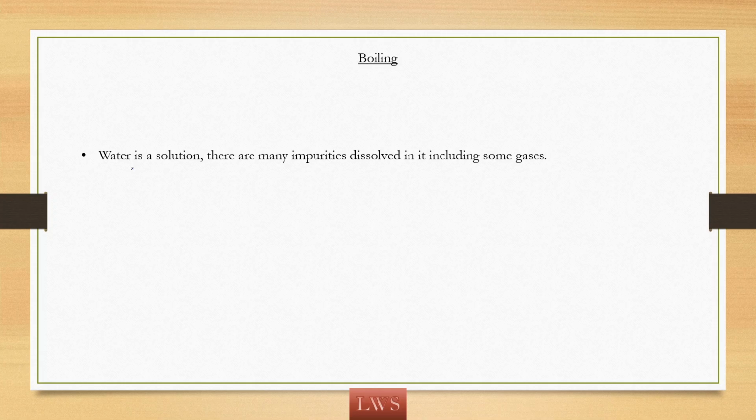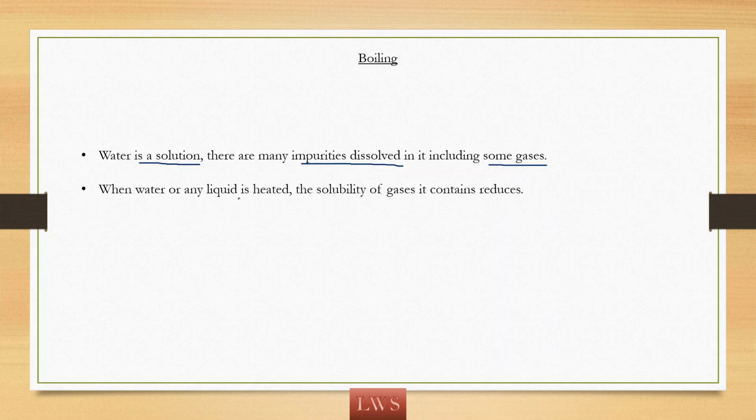What is the reason for the bubbles in the water? Guys, water is a solution. Solution means a mixture of many things, okay? So in the water, we cannot see the ions, dissolved salts, dissolved gases like that. So water is a solution, and in this water we have so many things dissolved. So many impurities dissolved in it, like some gases, some ions, some salts. Like that, there are so many things which are mixed in the water, and hence water is a solution.